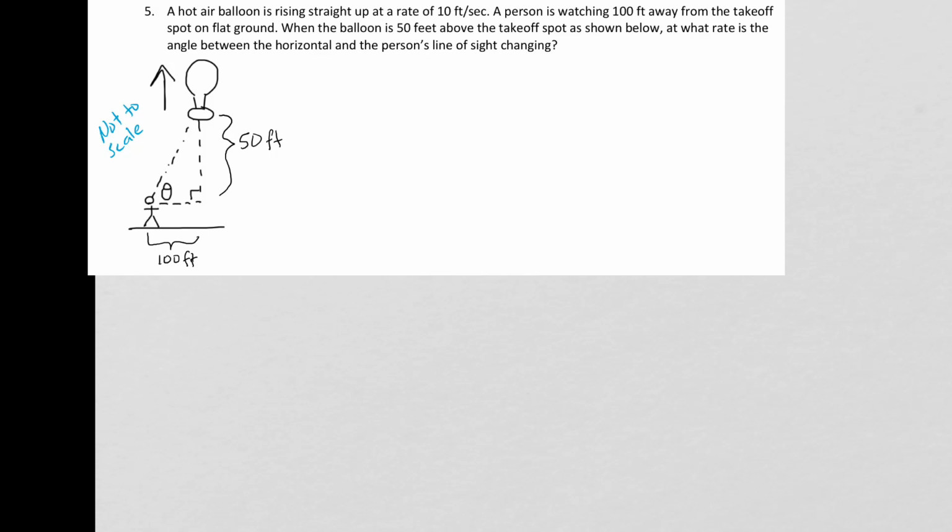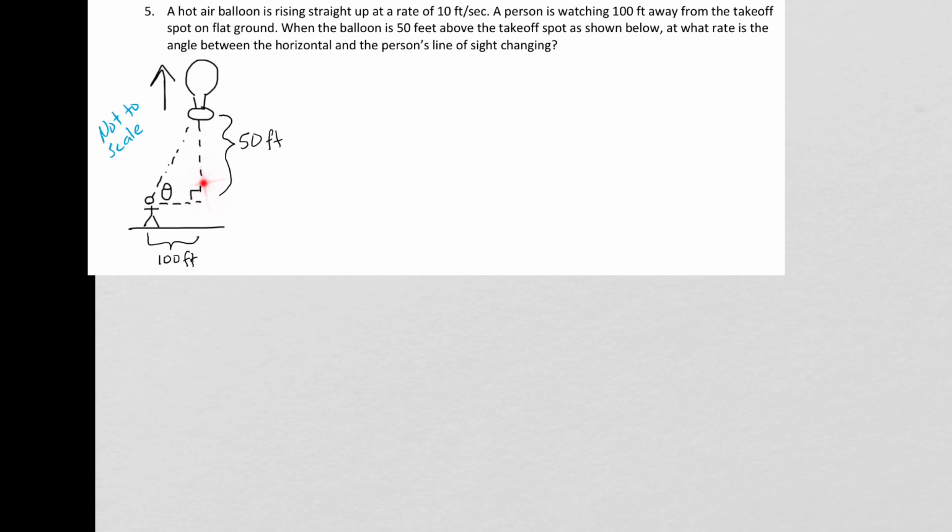So this related rates problem number 5 here is about a balloon that's going up, a person that's got a line of sight watching it, and we want to know, so what's it going up at, 10 feet per second, so it's rising, what seems like pretty quick. Person's 100 feet from where it took off.